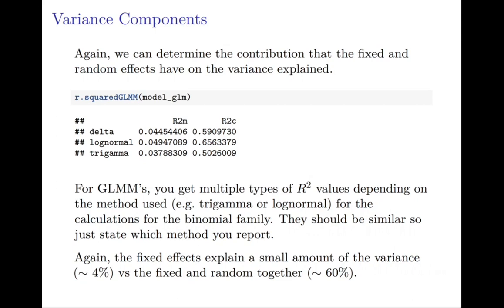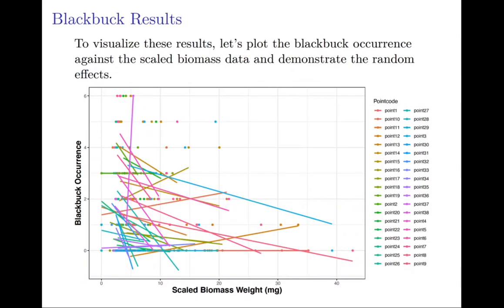Here, the fixed effects explain, again, a small amount of the variance, about 4%, versus the fixed and random effects together, which explain about 60% of the variation. So again, there's a lot of difference among sites, so we will expect to see that in our figure. And we in fact do. To visualize our results, we plot the blackbuck occurrence against the scaled biomass and demonstrate the random effects with the different colors. You can see that there indeed are quite a lot of differences among the sites. So it's important, again, to include that as a random effect.